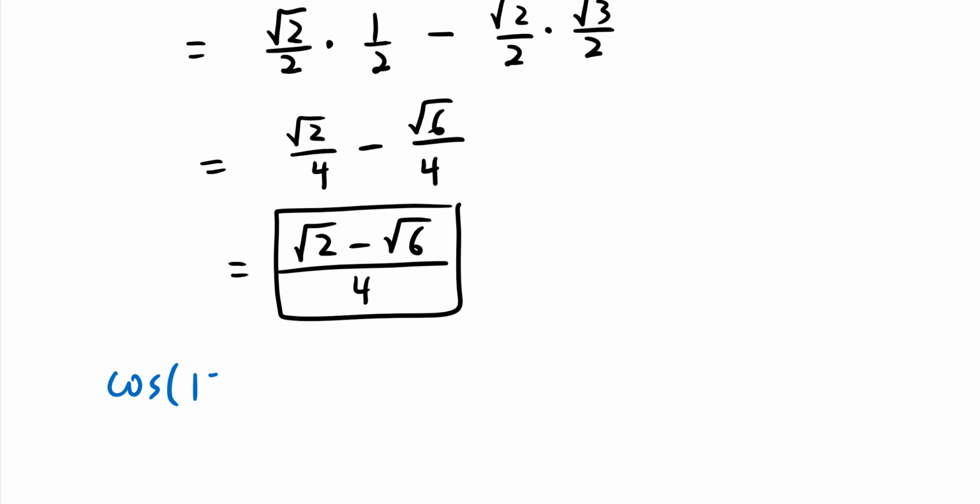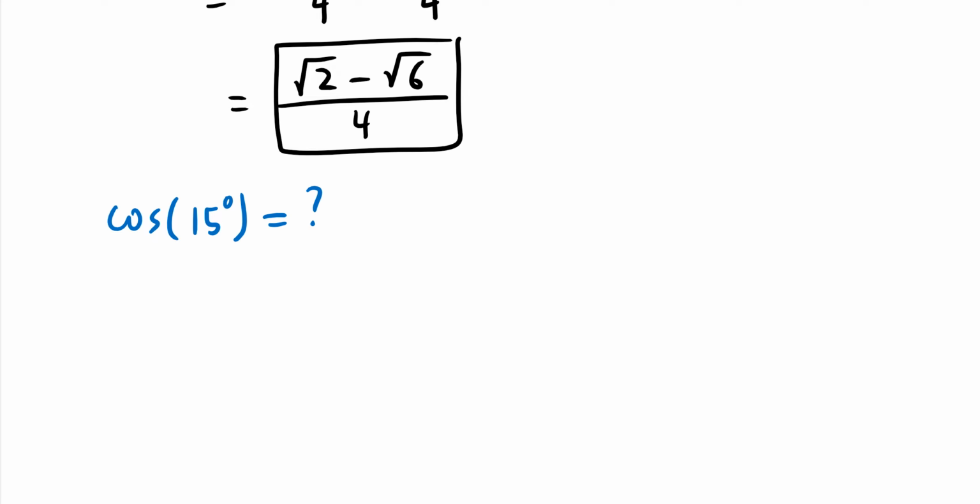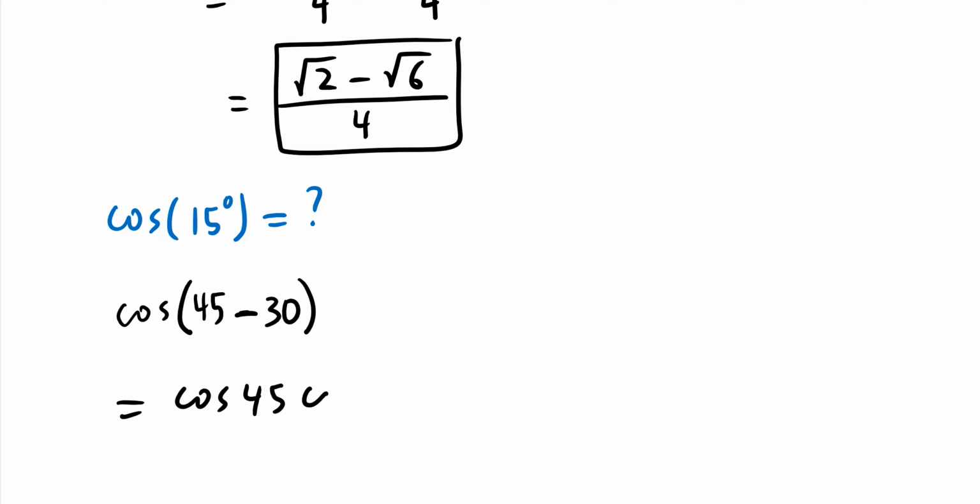What about cosine 15? Again, we need to think about two angles whose sum or difference is 15. 15 is already a very small angle, so instead of a sum, think about a difference. Maybe 60 minus 45, or 45 minus 30, either one would be fine. And then this is cosine cosine plus sine sine.